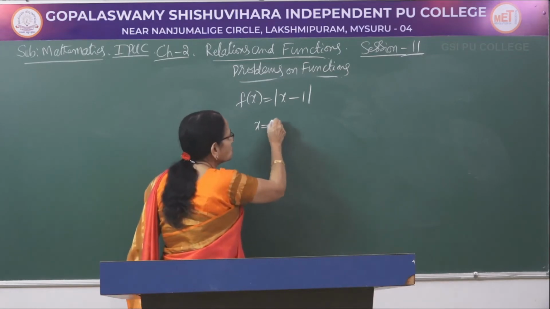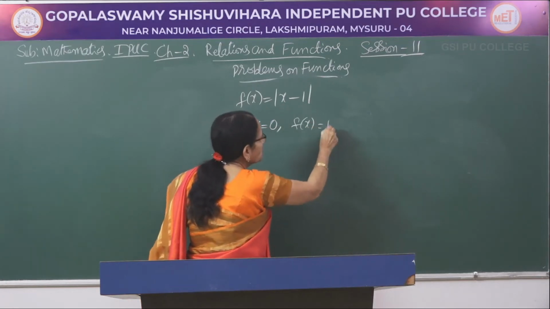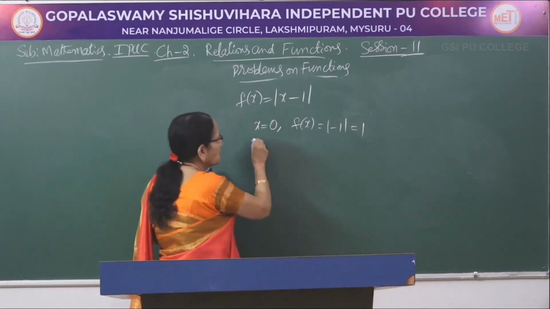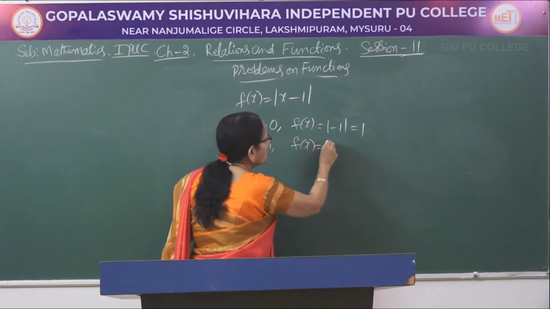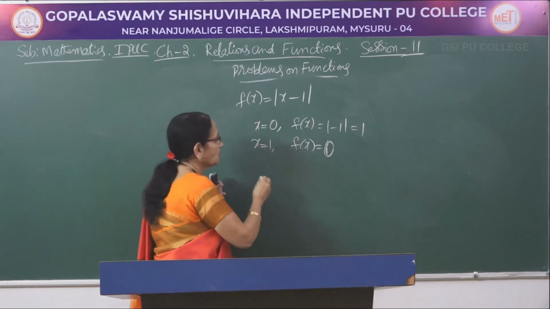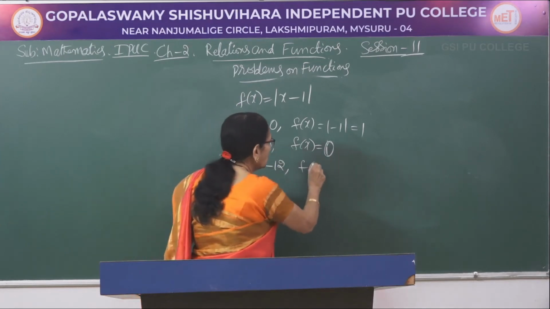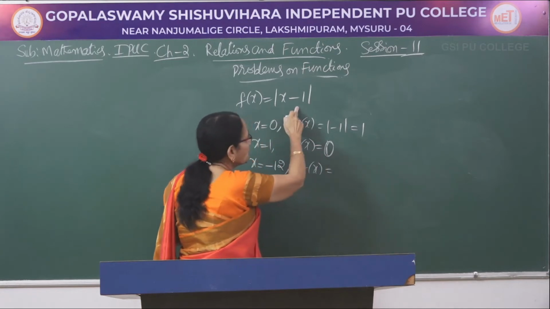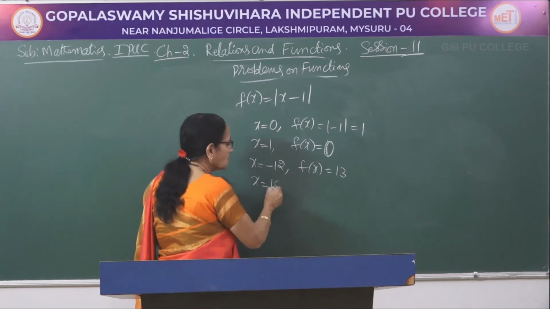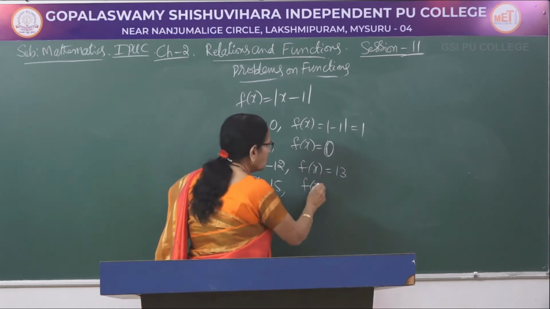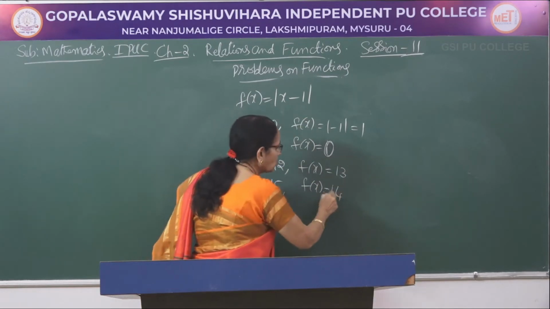Suppose I give x is equal to 0. f(x) is modulus of minus 1, this would be plus 1. I give x is equal to 1, f(x) would be 1 minus 1, that would be equal to 0. I give x is equal to minus 12, then f(x) would be modulus of minus 12 minus 1, minus 13, it would be plus 13. Suppose I give x is equal to 15, then f(x) would be modulus of 15 minus 1, 14, which would be equal to 14.